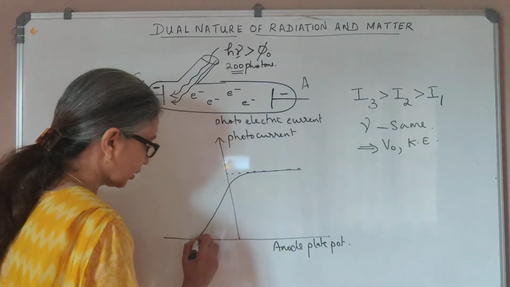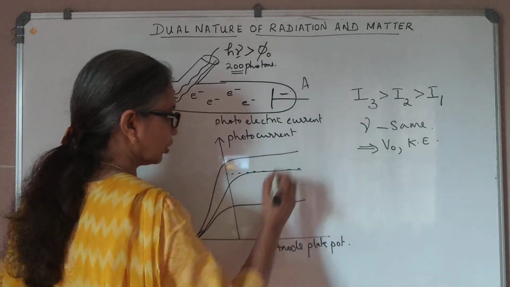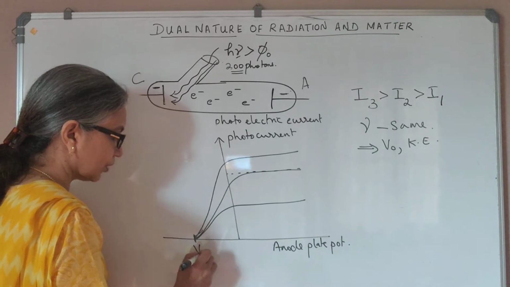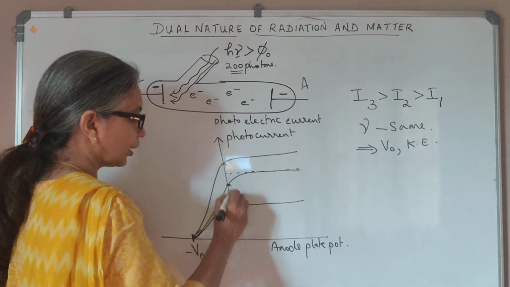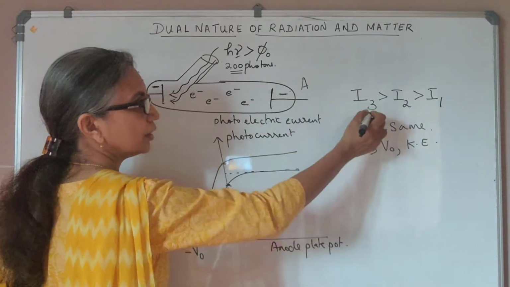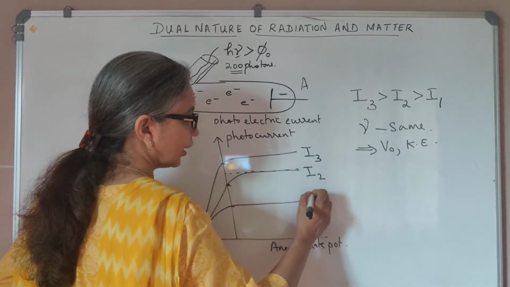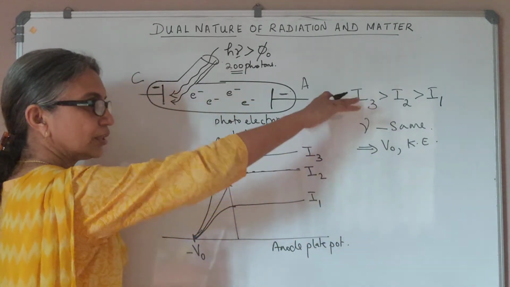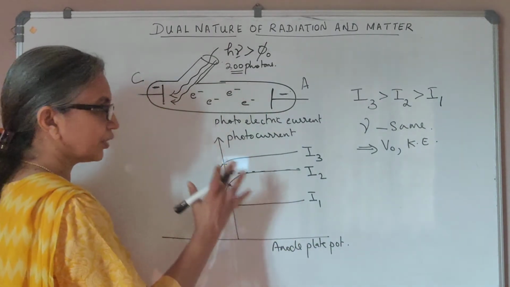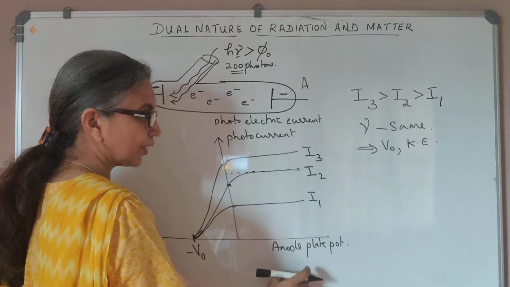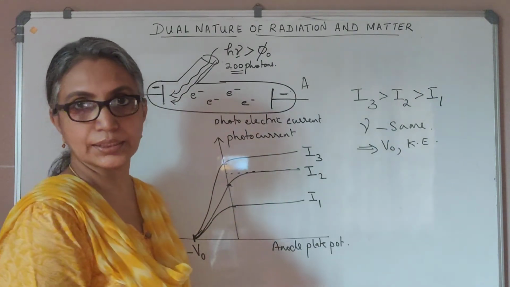So in your graph, this is how it will look, where all of them have the same stopping potential because they all have the same frequency, but they have different photoelectric current because the intensity is different. So greater the intensity, greater the saturation current. So this is I2 and this is I1. So for I3, when the intensity is greater, the saturation current is also greater. So this is a graph that represents variation of photocurrent with anode plate potential for three different radiations having the same frequency but different intensity.